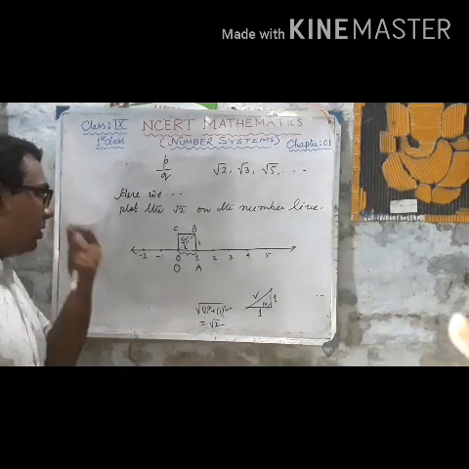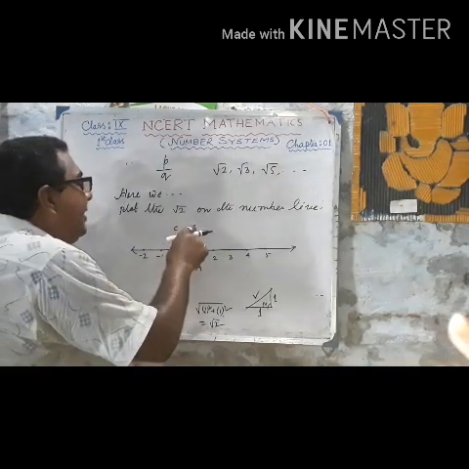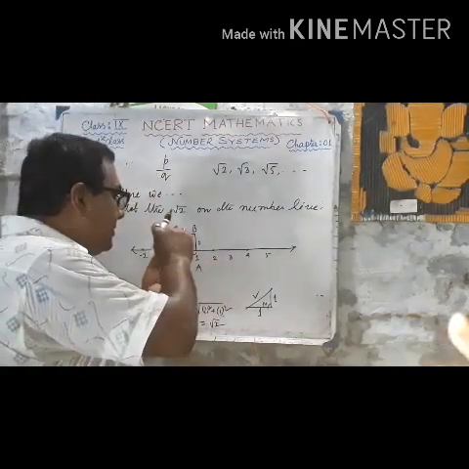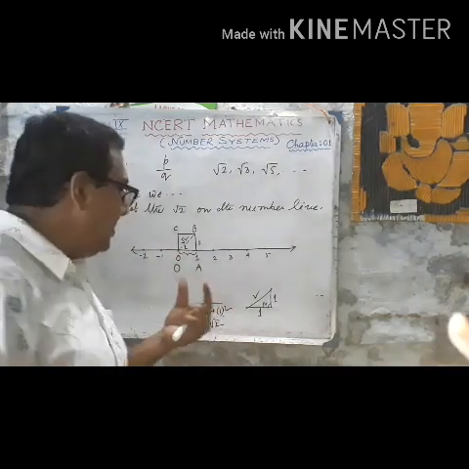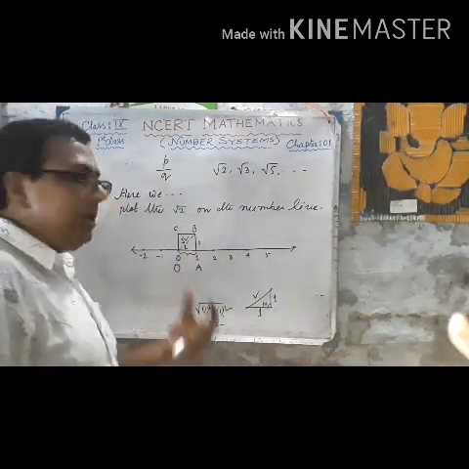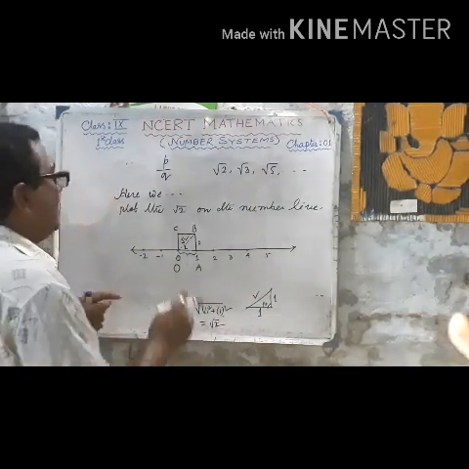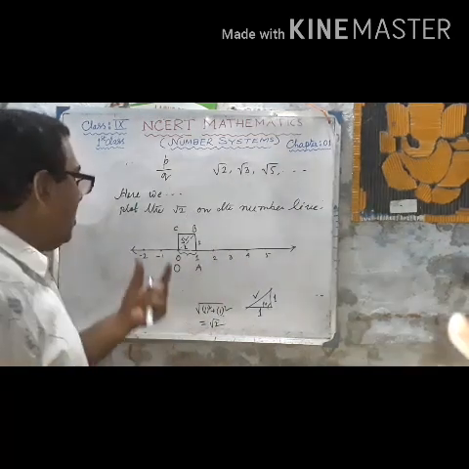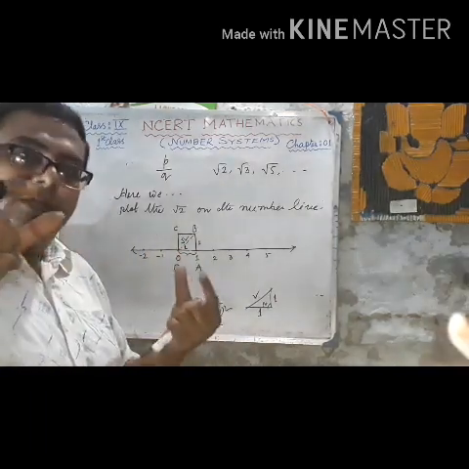We have to plot root 2 on the number line. Then we have to measure the length OB by using a compass. Taking O as center, we have to draw an arc on the number line, that is, with OB as the radius.